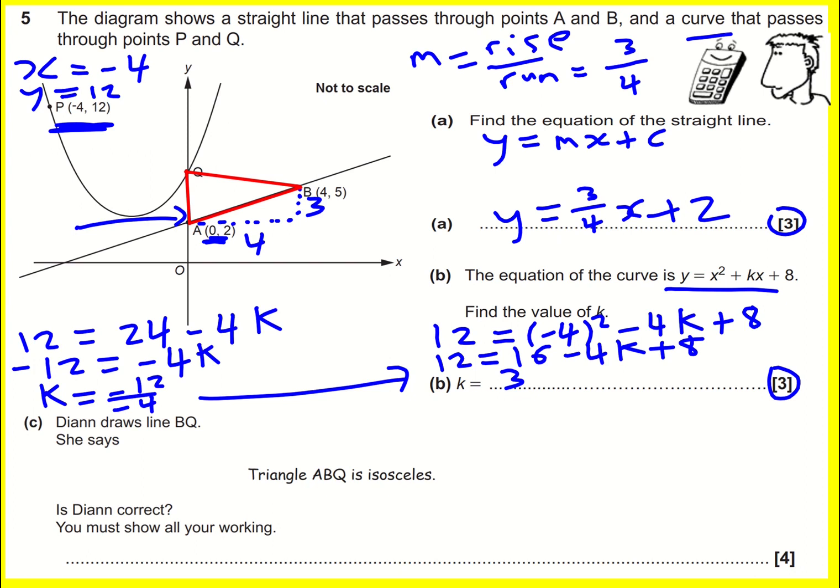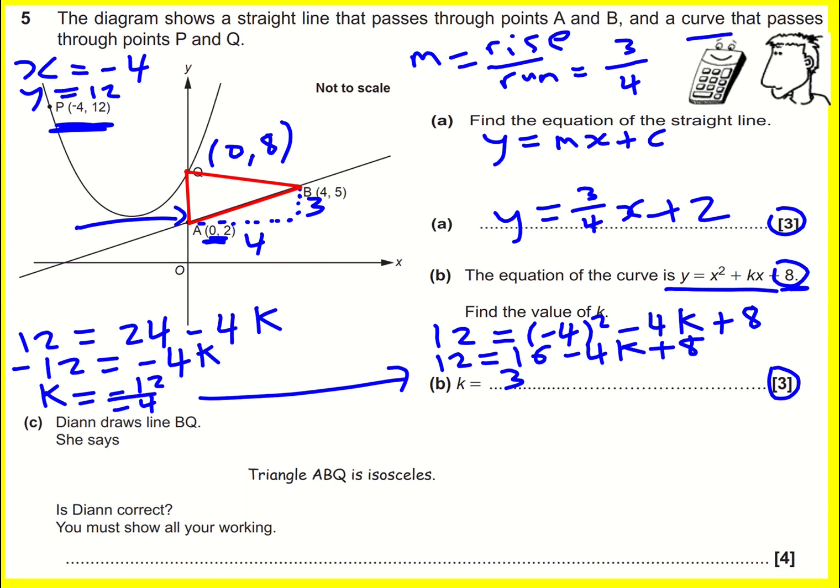Okay, let's first of all find where Q is. So Q is going to be the point at which x is equal to 0, and it's going to be this number here, this 8. Q is going to be 0, 8. Because this number here is always where a polynomial, such as a linear line or a quadratic like we've got here, will cross the axis.